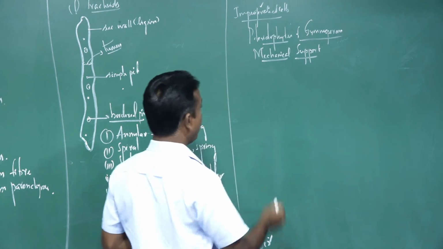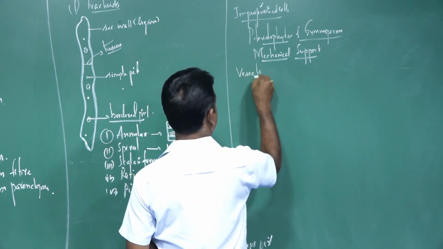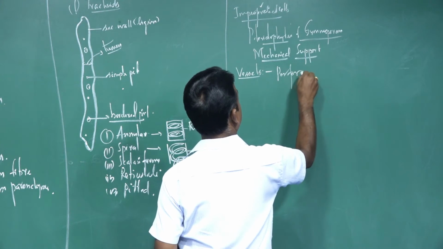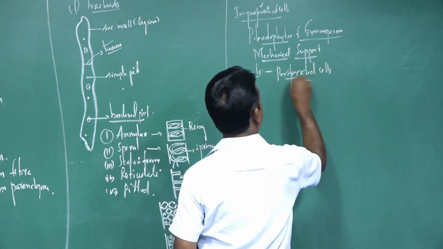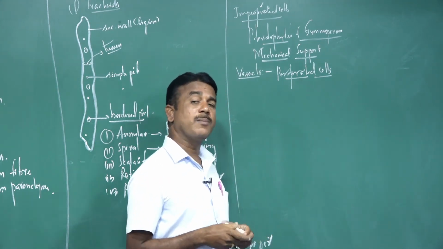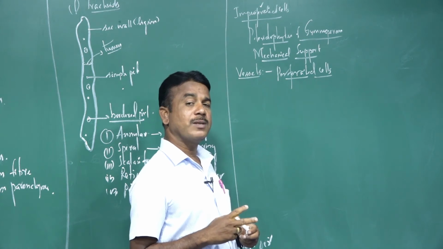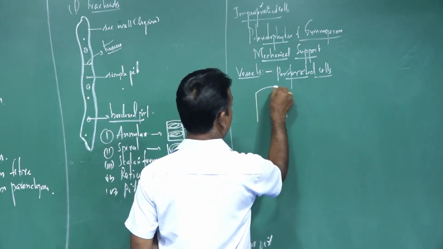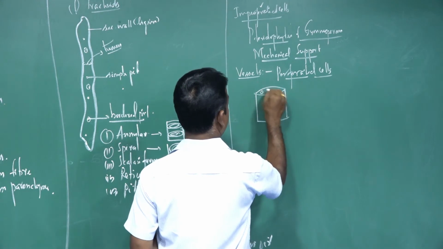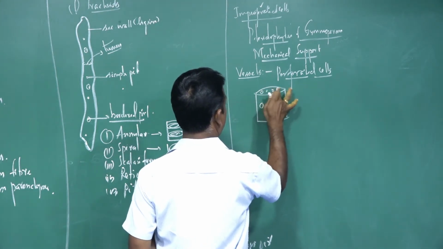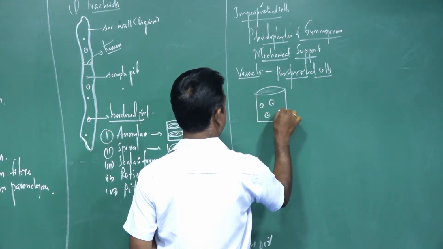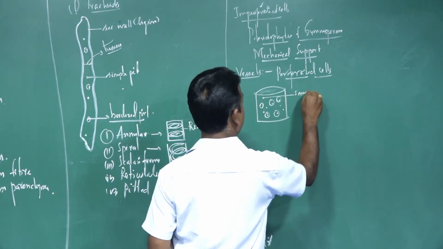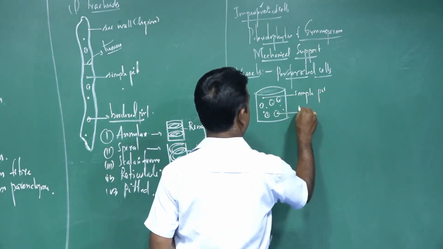Let us go to the second element, vessels. Vessels are perforated cells. The vessels are arranged one above the other. What is responsible for separating the vessels is called the end plate. From a structural view, these are vessels. There are two different kinds of pits. This is a simple pit, and this is a bordered pit.